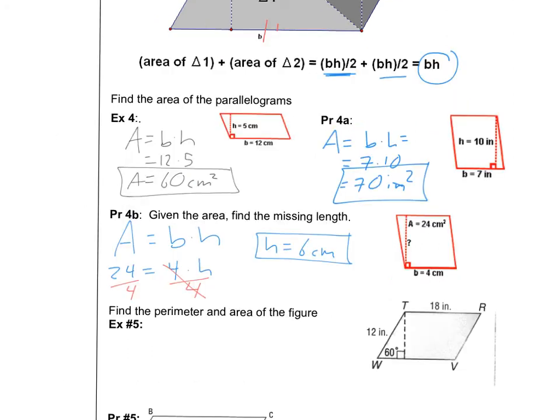Alright, so practice 4A, easy. Area is base times height. The base is 7, the height is 10. 7 times 10 is 70. So 70 inches, or 70 square inches, because we're dealing with area.